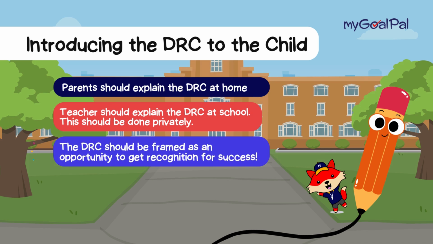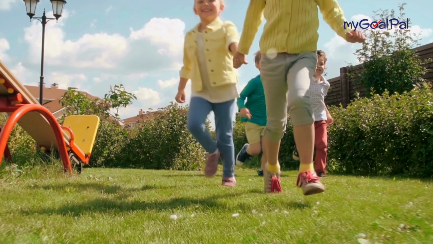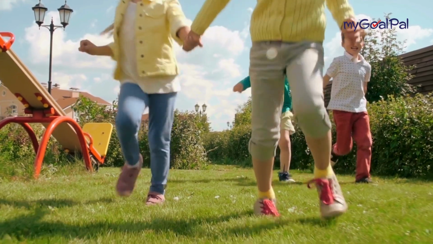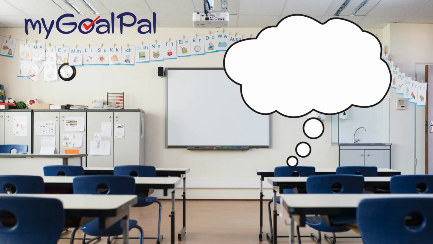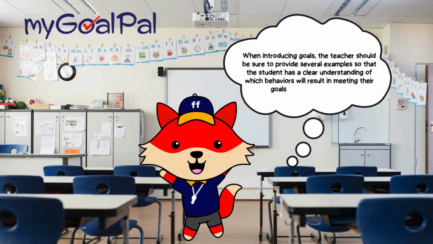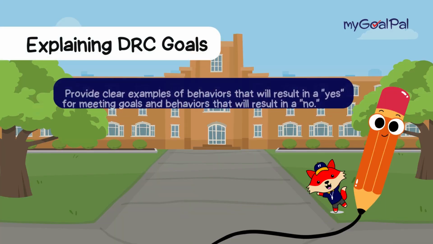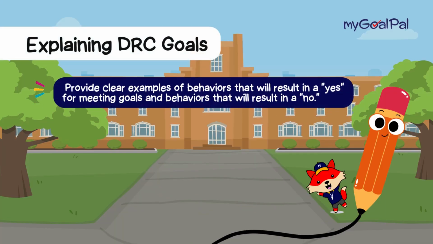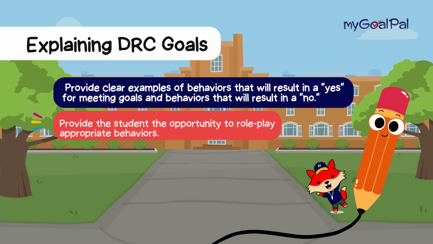The DRC should be presented as something positive that the student's parents and teachers are working on together to help the student meet their goals and earn recognition for their accomplishments. When introducing goals, the teacher should be sure to provide several examples so that the student has a clear understanding of which behaviors will result in meeting their goals and which will not. For example, if the student has a goal to raise their hand before speaking, the teacher might explain that calling out would result in a no for that goal.